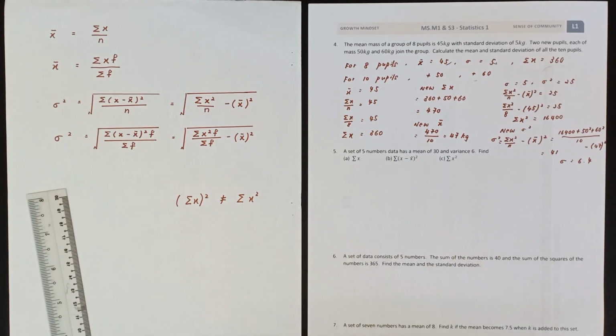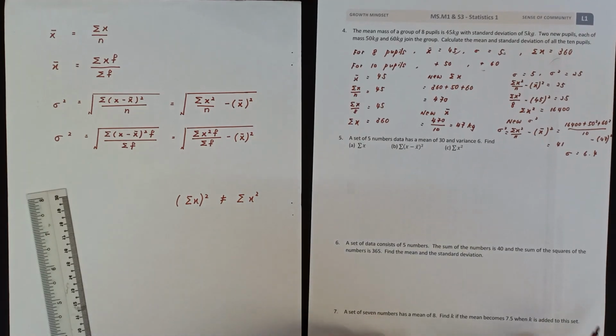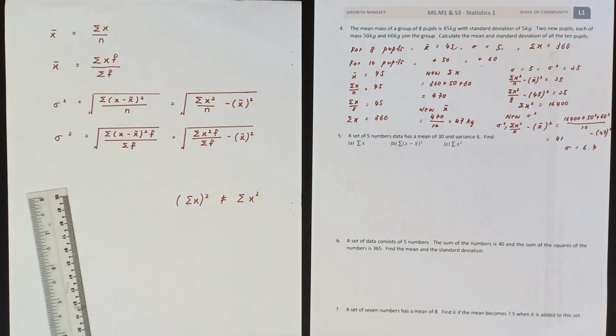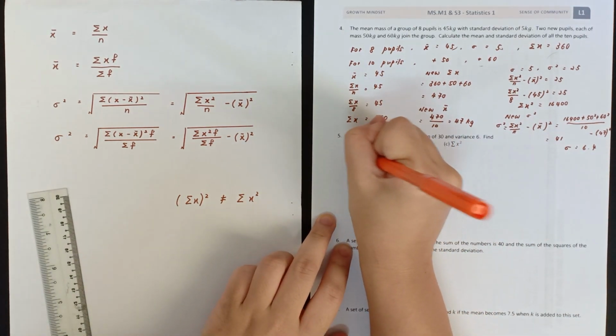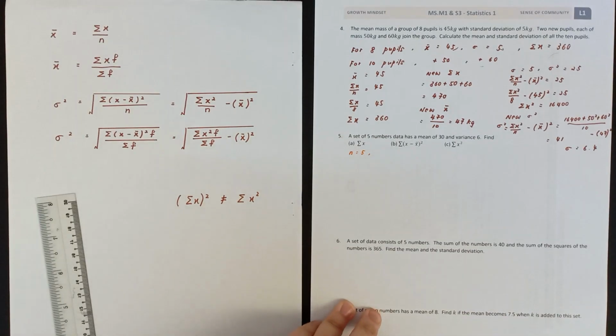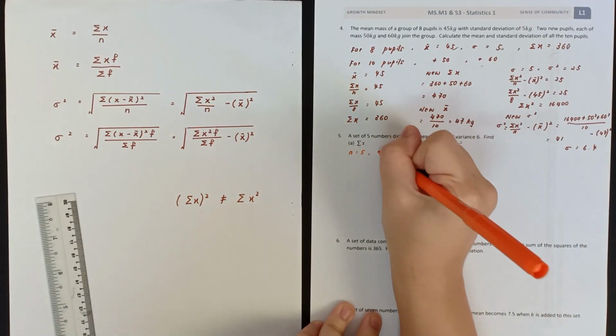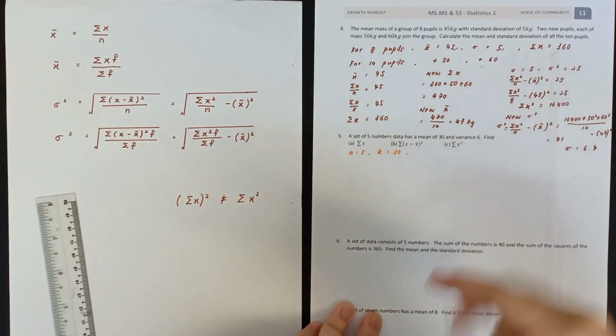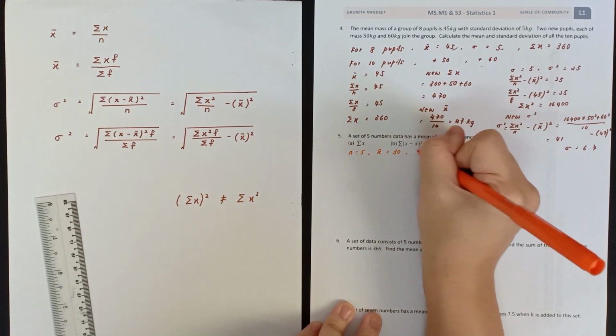The set of 5 numbers of data has a mean of 30 and a variance of 6. So what you need to do is find the sum of x, the sum of x minus mean squared, and then the sum of x squared. The question gives you 5 numbers of data, meaning n equals 5. Then the second thing, the mean is 30. With symbols you can write down everything given, then you don't need to keep on reading it. So variance is 6.